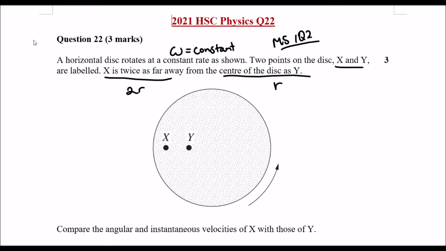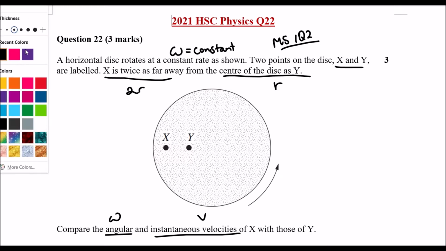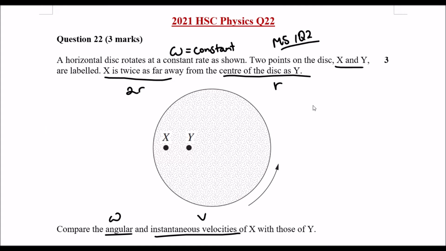Okay, so the question we have here says compare the angular velocity and the instantaneous velocity of x and y. Instantaneous meaning the linear velocity, so the value of v. Let's go through some of the theory work here. So I know that omega is constant.